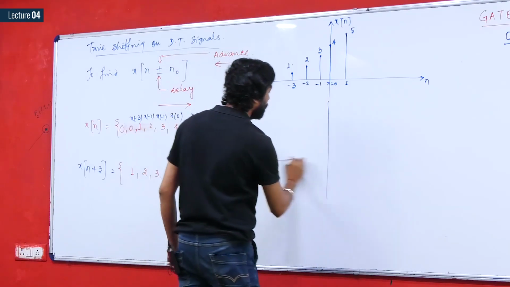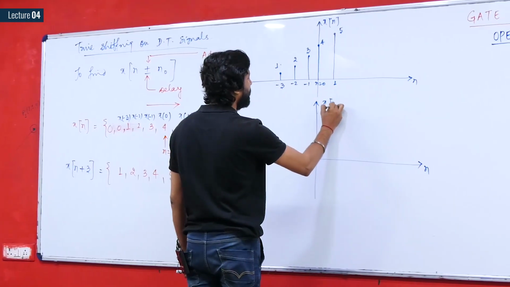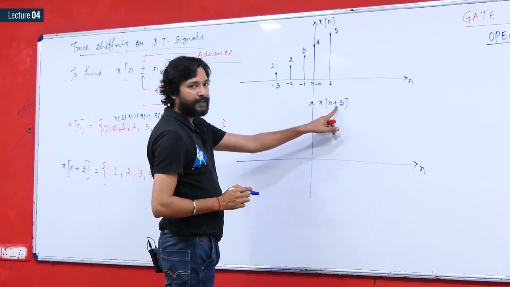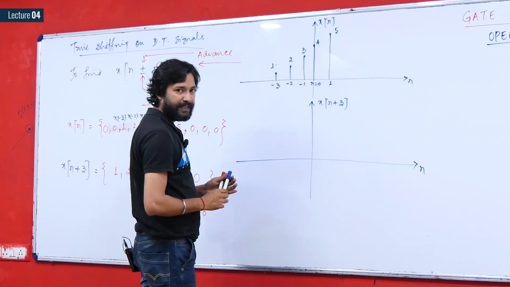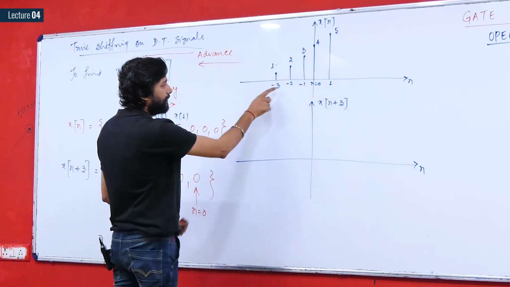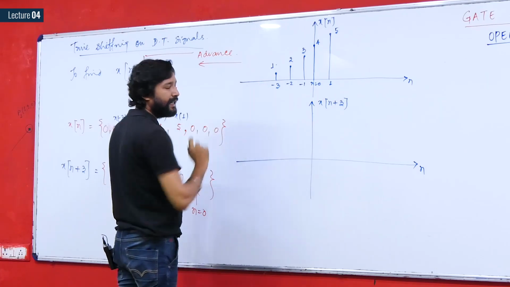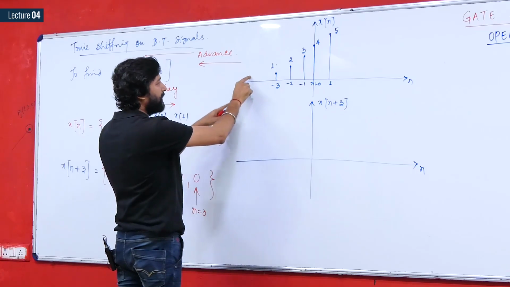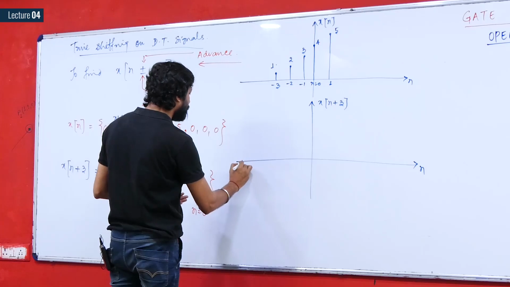If you have to shift this signal, if you have to plot for this given x of n, what you are trying to plot is x of n plus 3. So to find x of n plus 3, you have to slide this signal towards the left hand side. It means this sample which is now at n equals 3 will be slid, so it will be at -4, -5 and -6. This one sample will now be at n equals -6.